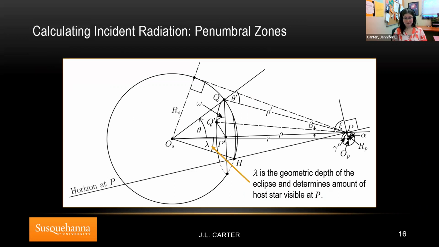Within this zone, some part of the host star is cut off by the horizon at P. And I can do this nice and easy with a camera. I love this. So here we're within the fully illuminated zone. Within the penumbral zone, some part gets cut off, right, by the horizon along the bottom of my camera here. Pretend this is a star. To account for that, we can use some angle lambda, call that the geometric depth of the eclipse. It determines how much of the star is visible at point P.